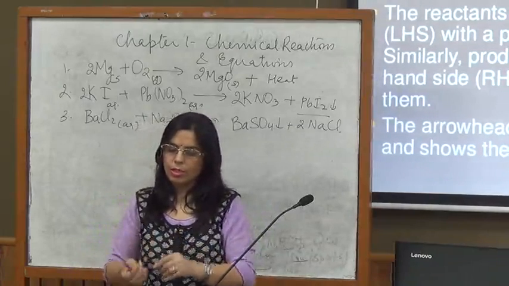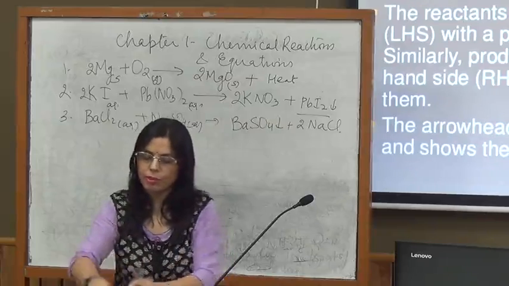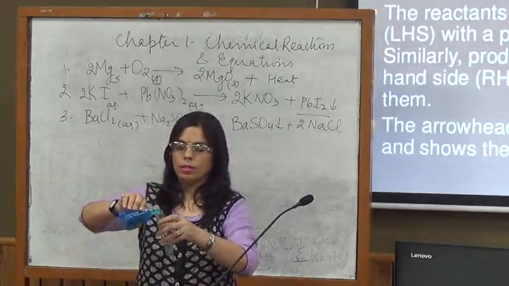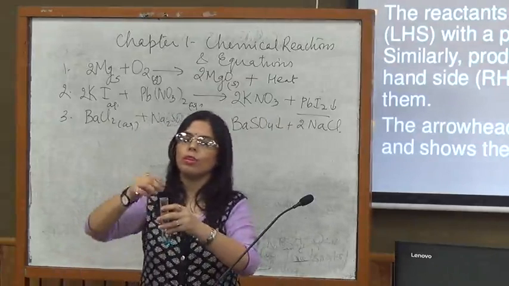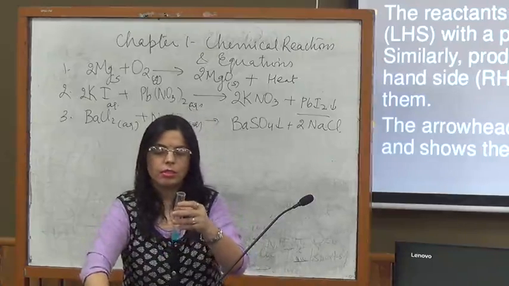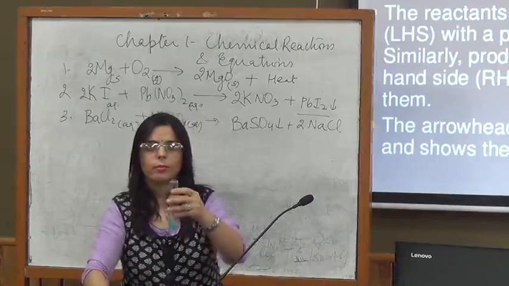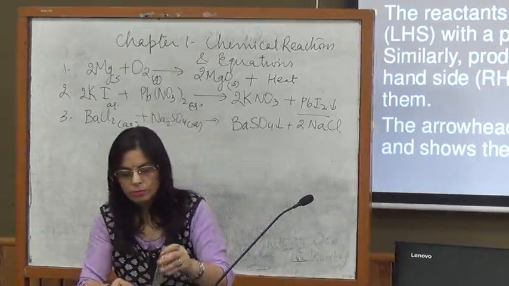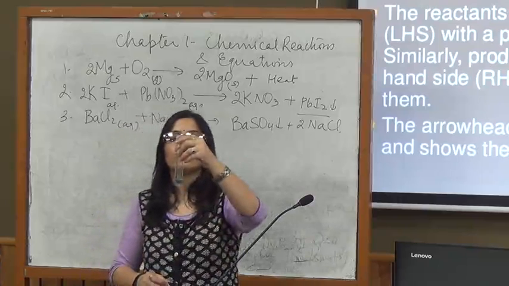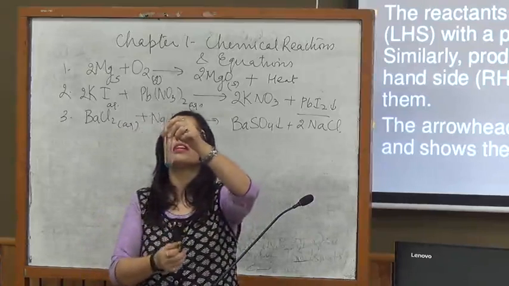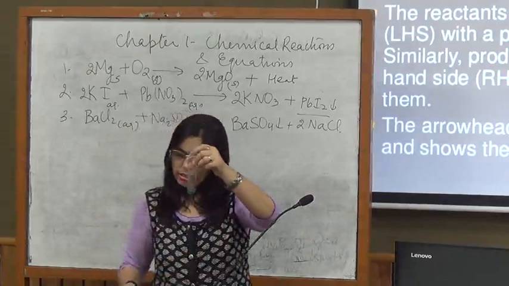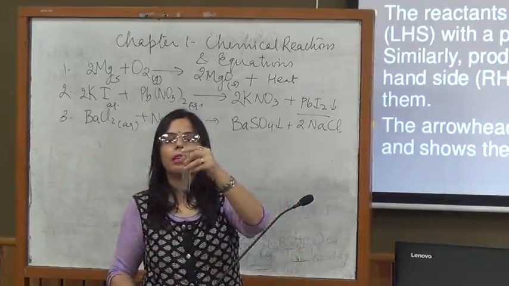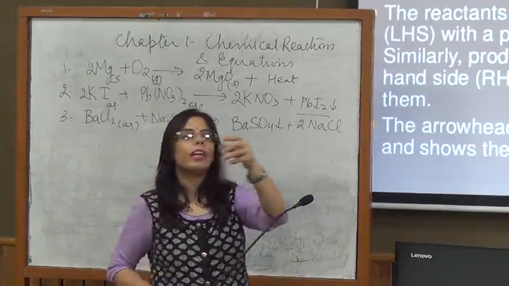So this is magnesium ribbon. I am taking a small piece of magnesium ribbon and adding it to a small quantity of copper sulfate. Again letting it wait for some time. So what do you see? There is a gas being evolved here. There is a displacement reaction, but at the same time there is evolution of hydrogen also.